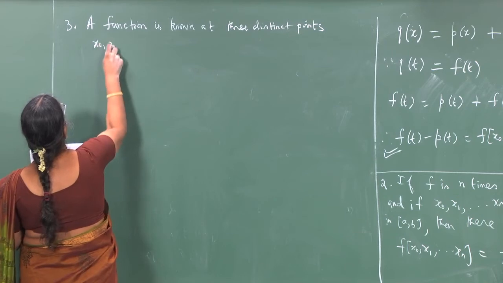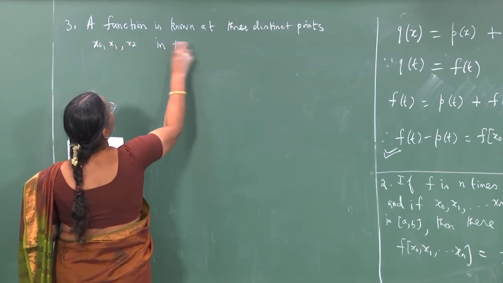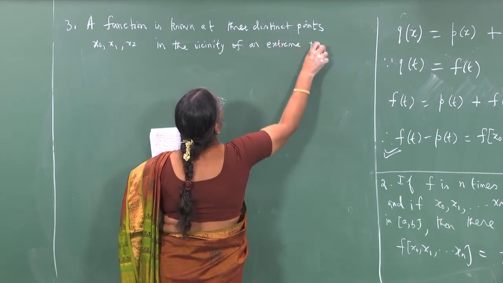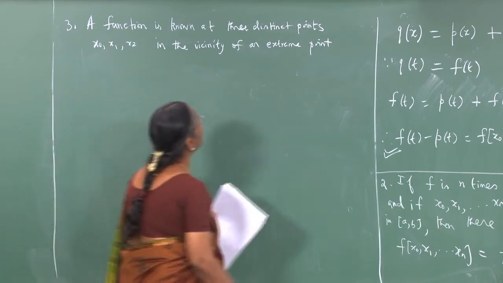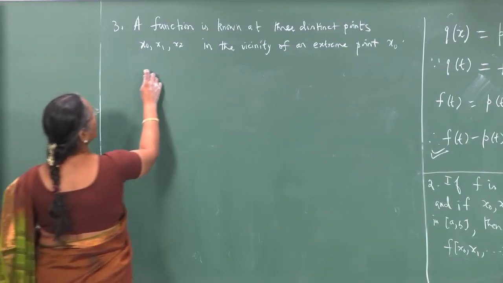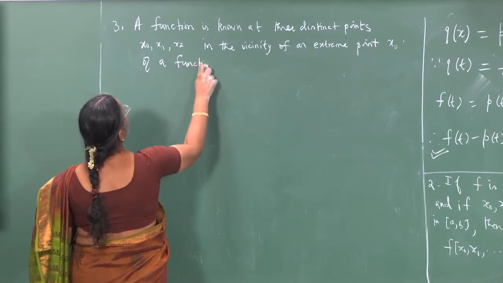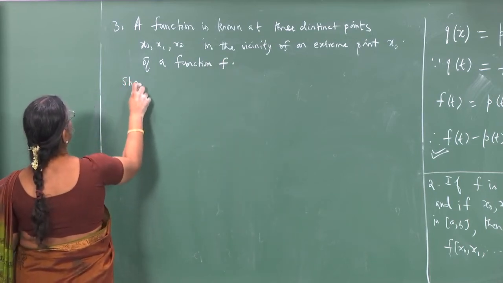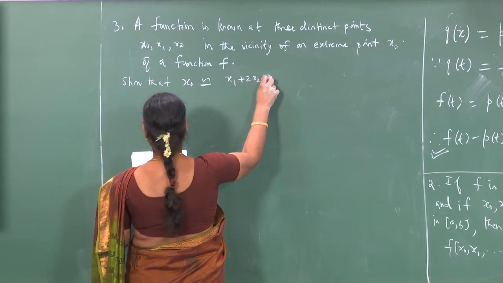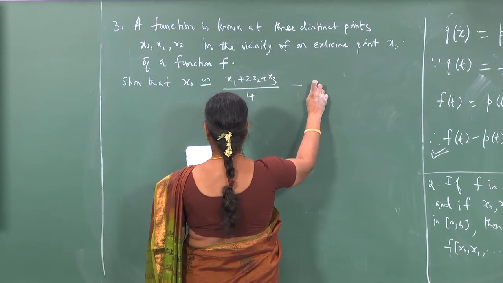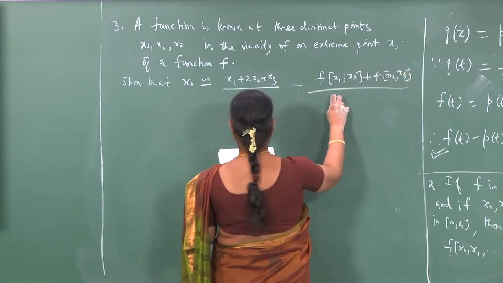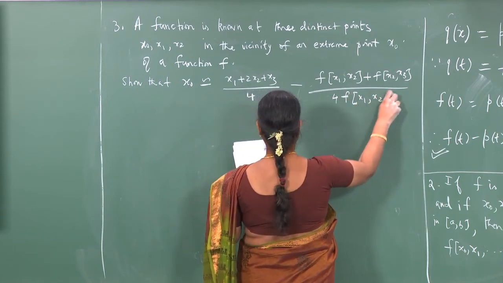So, let us call these points x0, x1, x2, in the vicinity of an extreme point x0 of a function f of x. Show that x0 can be approximated by (x1 plus 2 x2 plus x3) by 4 minus (f of x1 x2 plus f of x2 x3) divided by 4 times f of x1 x2 x3.